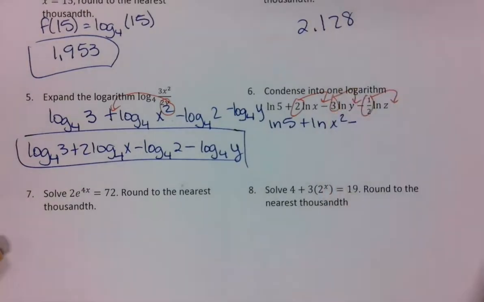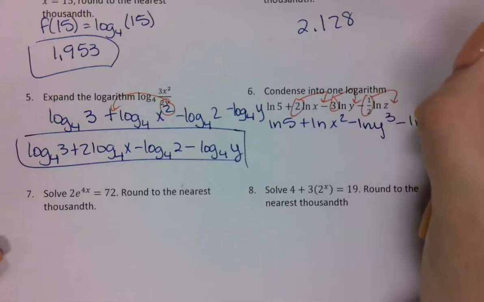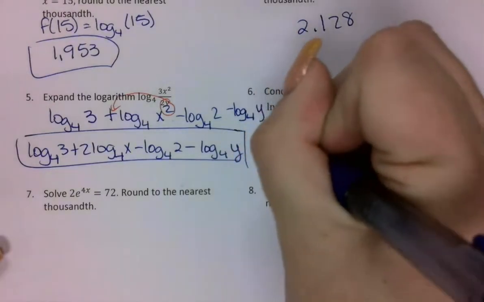So this negative sign is going to stay. And then I have ln y cubed minus ln z to the 1/2. I can remember that 1/2 is square root. So I'm going to rewrite that one.